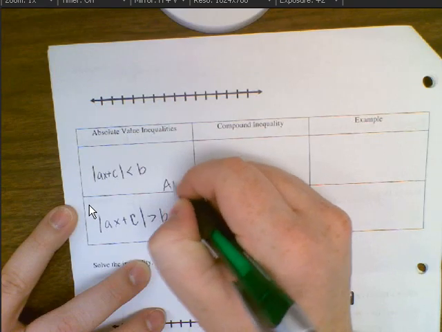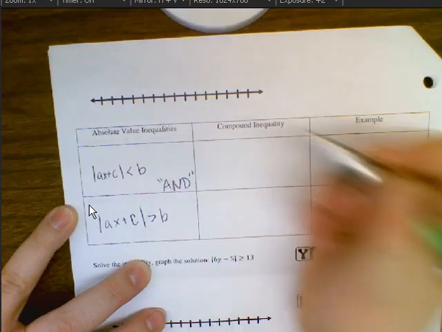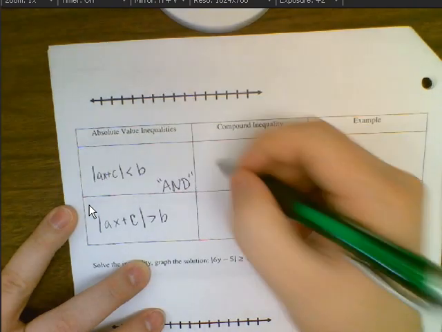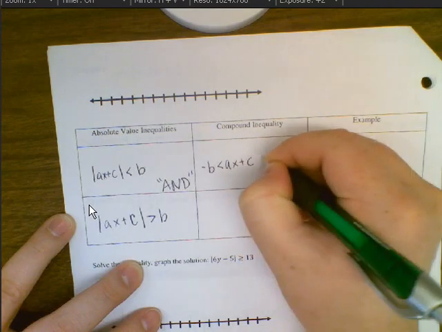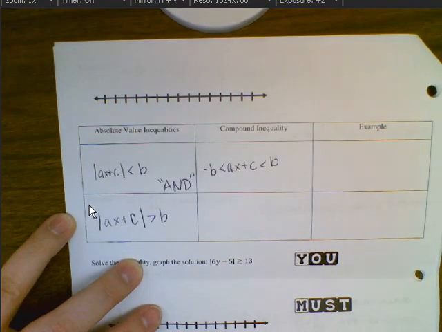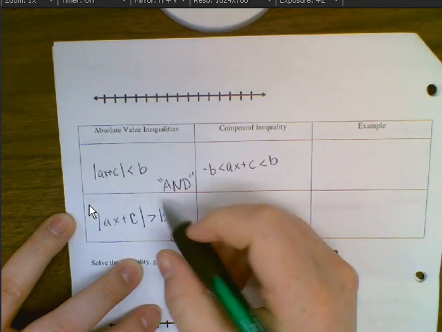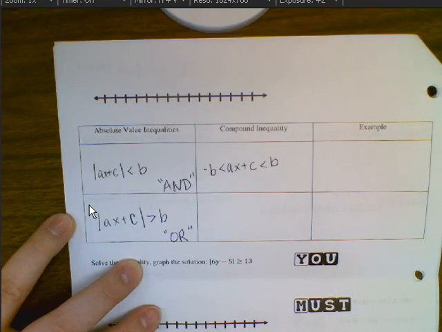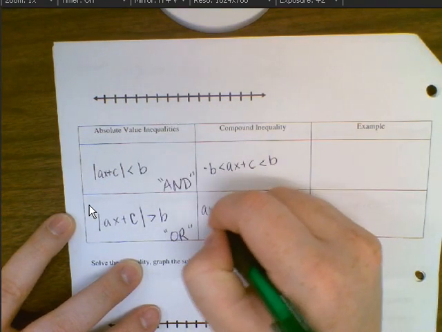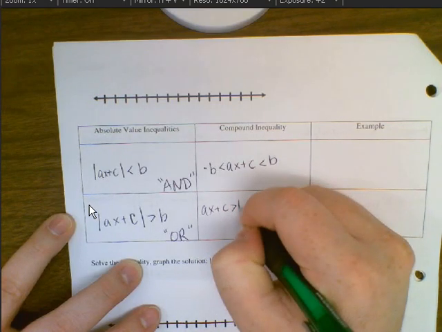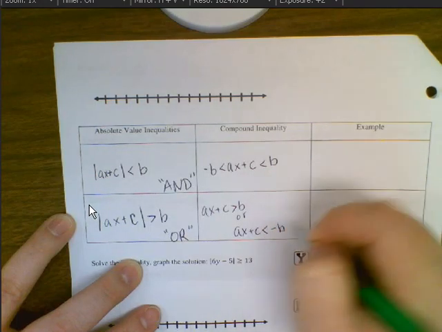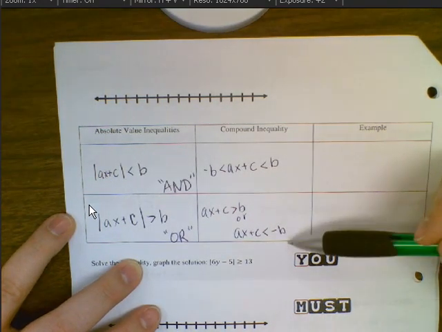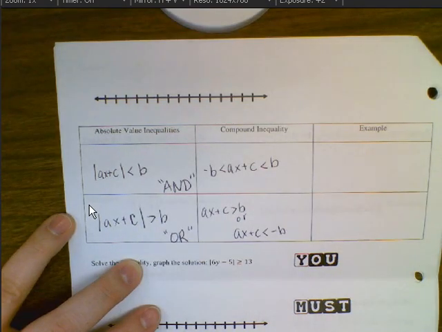This is a less than symbol. Every time you have a less than symbol, you are going to break it into a compound inequality involving and, so less than symbol. A greater than symbol is always going to break into an or. Ax plus c greater than b, or ax plus c has to be less than negative b, so that when you find the absolute value of it, it will in turn be greater.